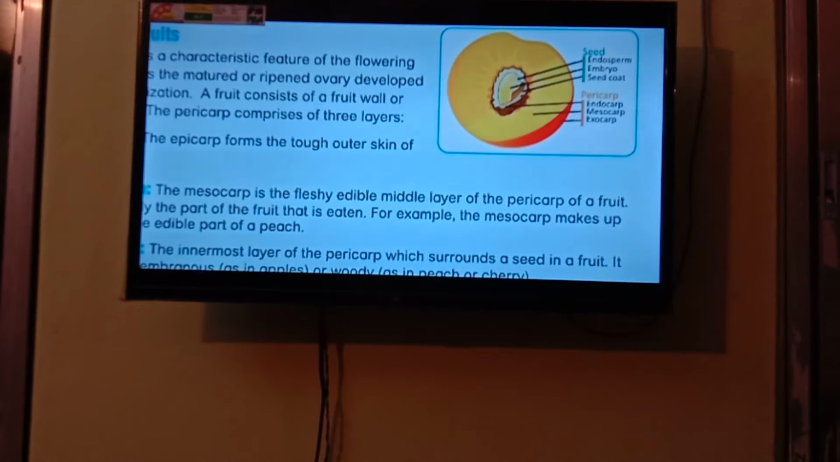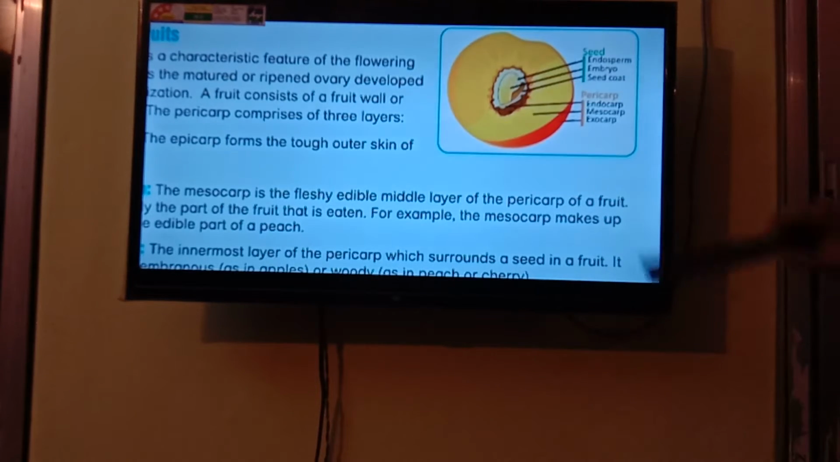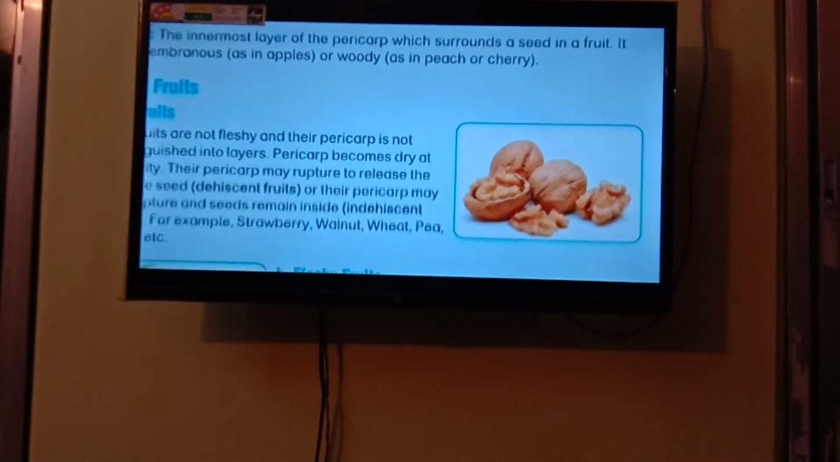Exocarp is the outer layer of the fruit, and mesocarp is the fleshy, pulpy part that is eaten. This part is the fleshy and pulpy part, the mesocarp. Understand? And the endocarp is the innermost part of the fruit. Okay, understand? Now I will discuss the seed.